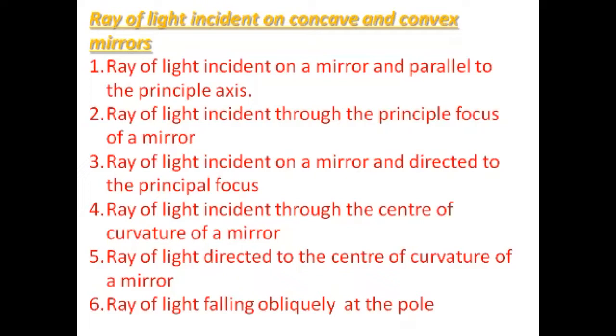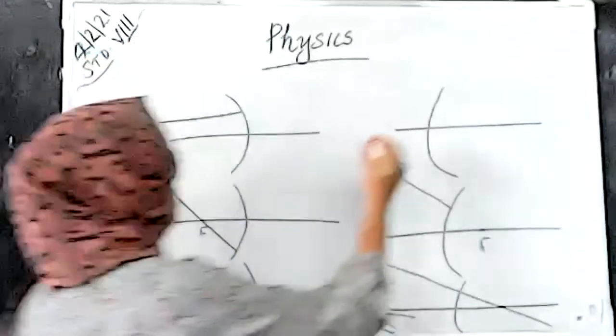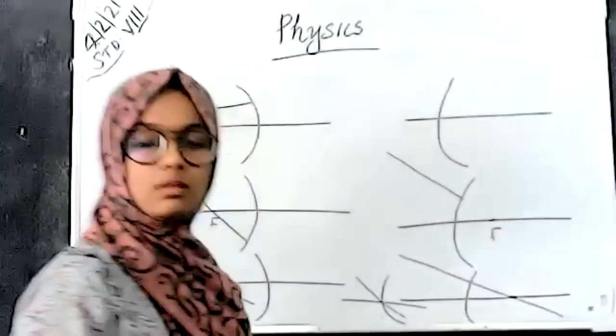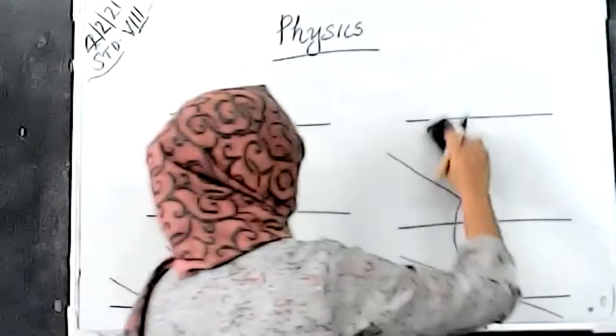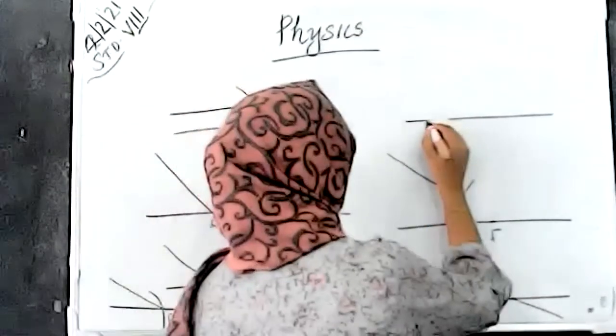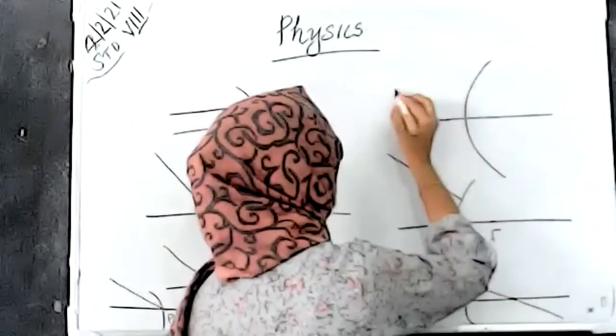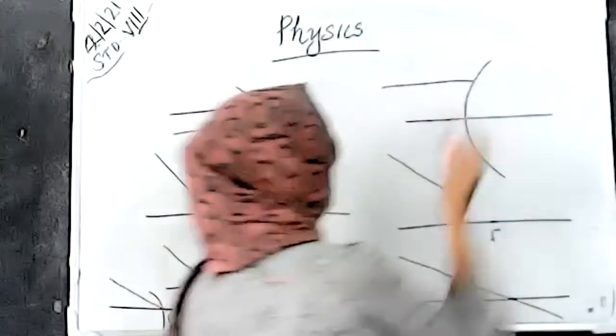So the last one is the ray of light falling obliquely at the pole. Okay, now we are discussing the ray of light incident on concave and convex mirrors. Ray of light incident on the concave and the convex mirror.